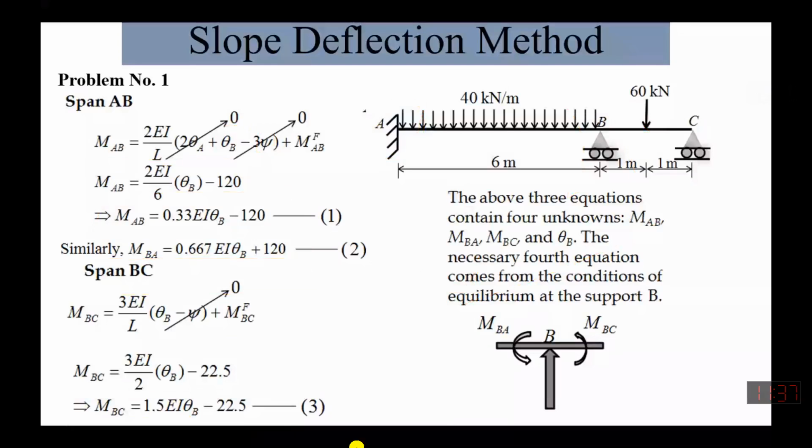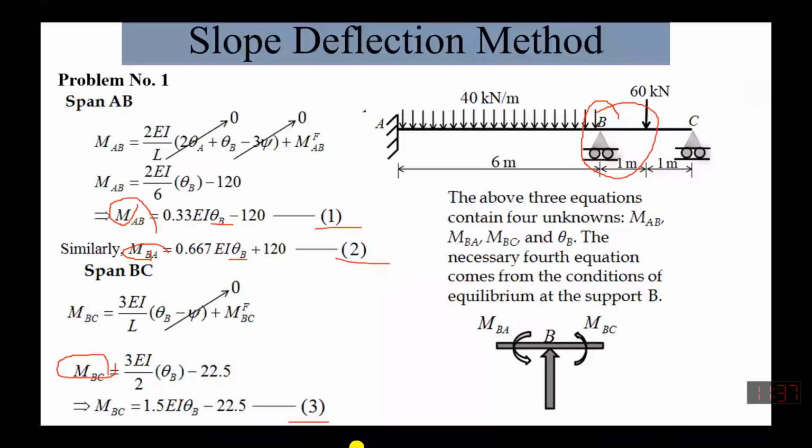Okay. So now we will apply equilibrium. Equilibrium will be applied at this point B. Once we say that this beam is in equilibrium, it means every part is satisfying the equilibrium. We have 3 equations with us, whereas MAB, MBA, MBC and theta B are unknown to us. So there are 4 unknowns, which means we need a 4th equation to solve the system. That equation we will bring out by the equilibrium.